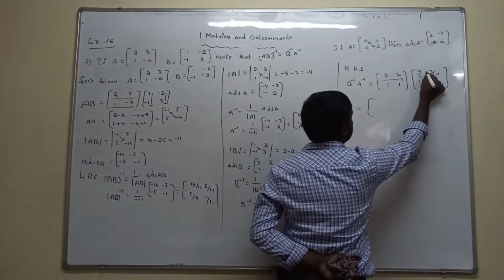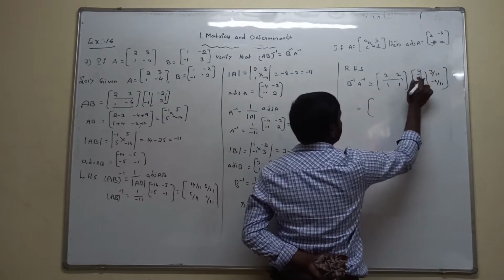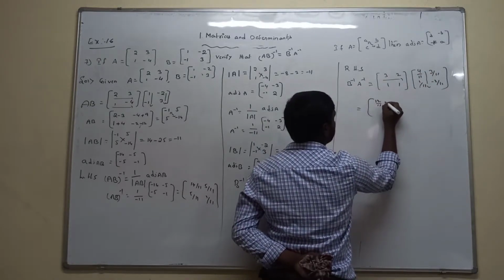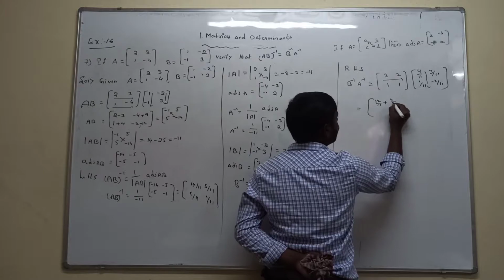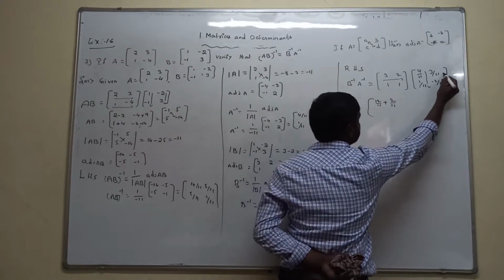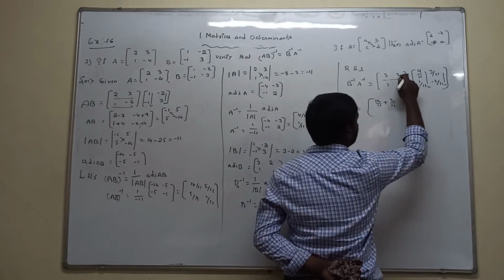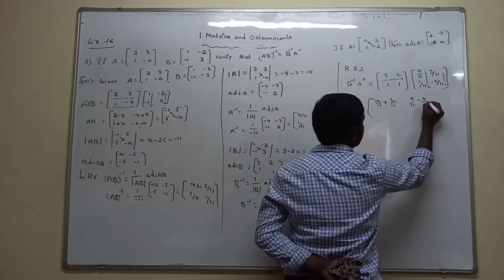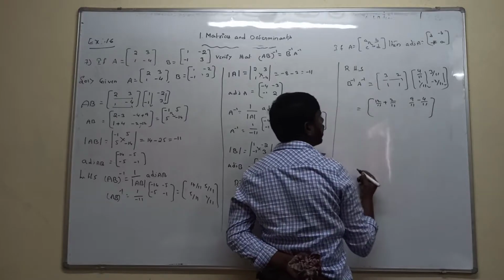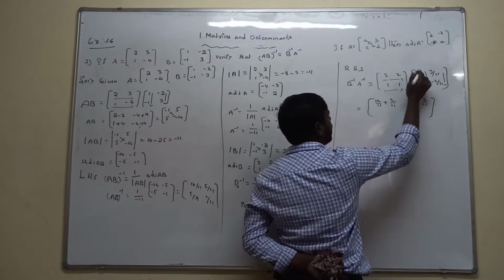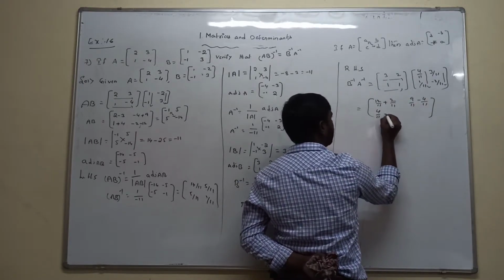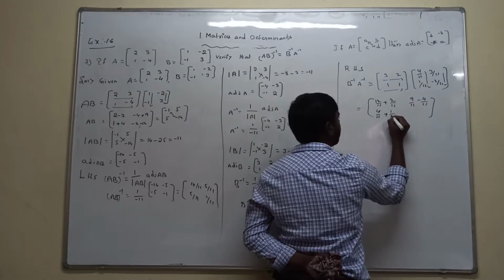First row, first column. 3 into 4 by 11 is 12 by 11, plus 2 into 1 by 11 is 2 by 11. Product first row, second column: 3 into 3 by 11 is 9 by 11, 2 into minus 2 by 11 is minus 4 by 11. Next product is second row and first column: 1 into 4 by 11 is 4 by 11, plus 1 into 1 by 11 is 1 by 11.